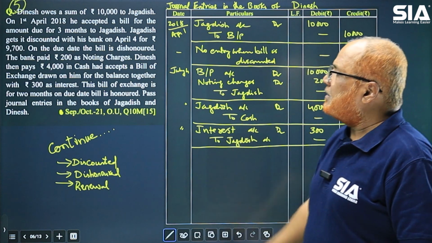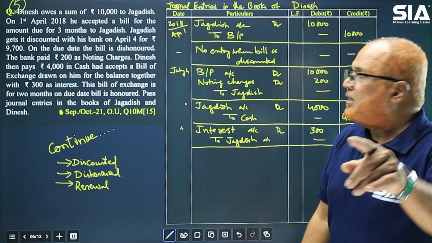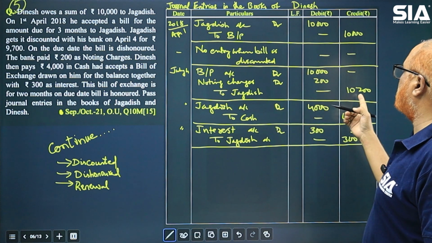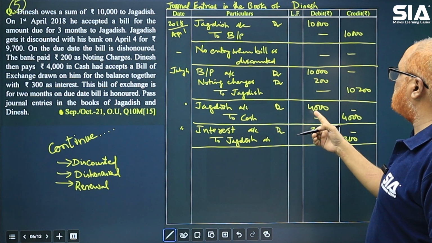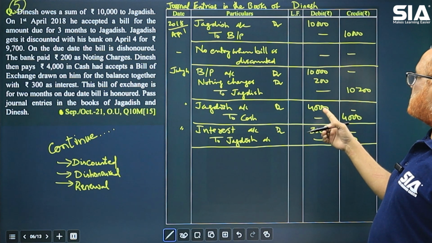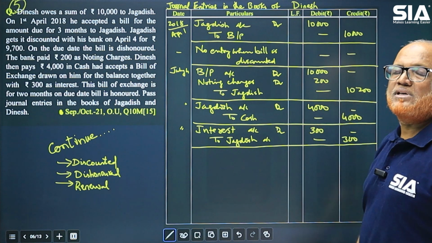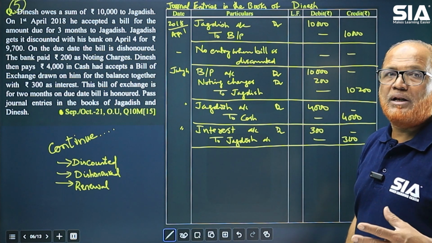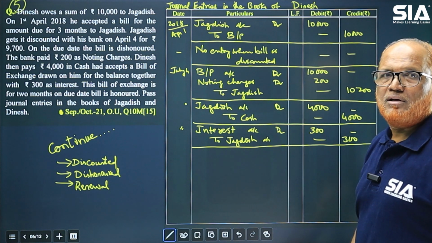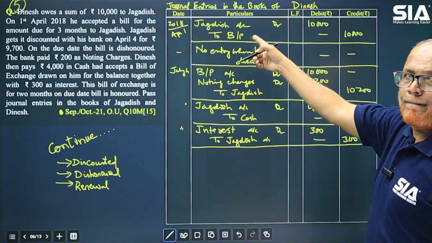Interest charged by Jagdish. Now a new bill is drawn for the total amount. Here Jagdish amount was credited by 10,200. Here Jagdish amount was debited by 4,000. So 10,200 minus 4,000, 6,200. 6,200 plus 300, 6,500. A new bill is drawn for 6,500 by Jagdish, right? And he has accepted.